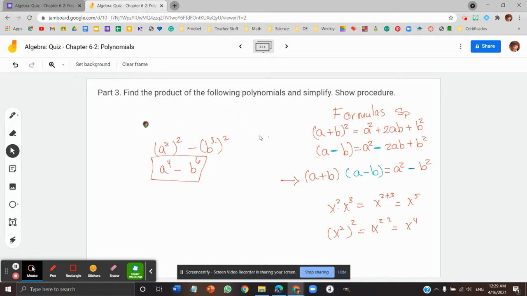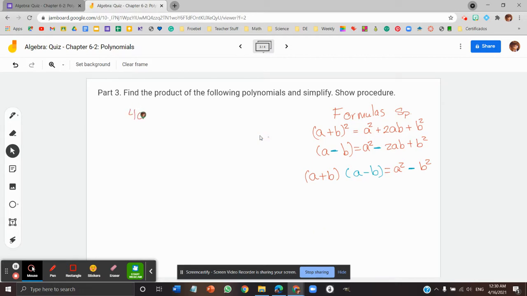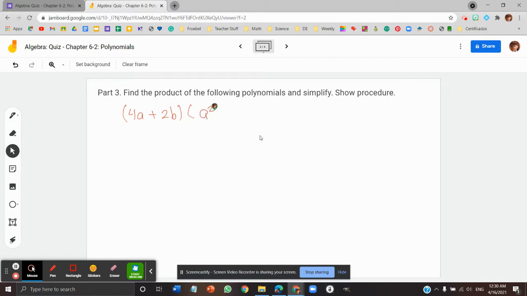Now, what if, and I am making this up, right? But what if I have 4a plus 2b times, I'm gonna erase all of this because I need the space, times a to the second b plus 2ab plus 2b to the second. What if I have a binomial times a trinomial?